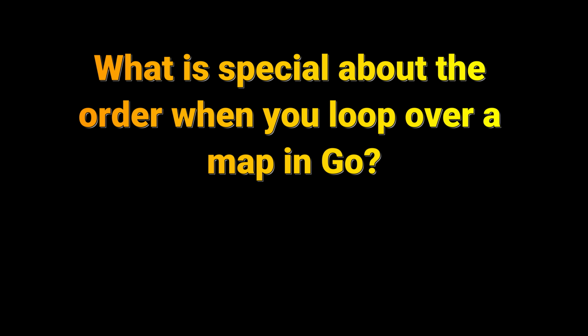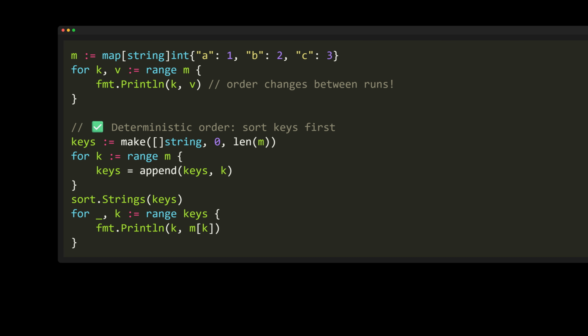What is special about the order when you loop over a map in Go? When you loop over a map, the order of the items is random and changes every time you run the program. If you need a consistent order, you must collect the keys, sort them, and then loop over the sorted keys.